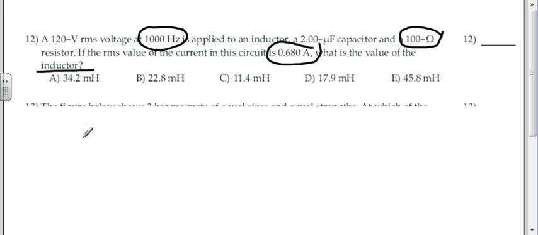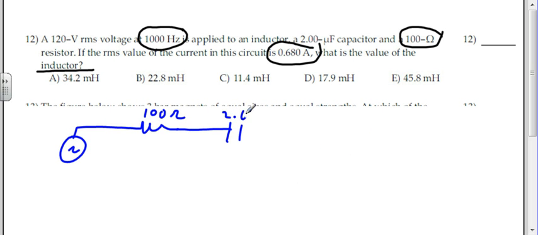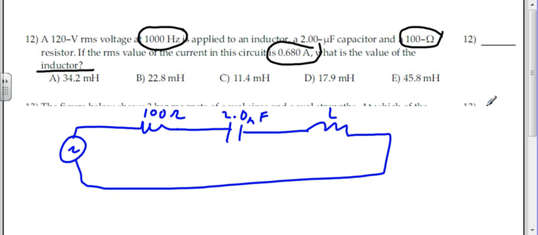So we have a circuit that has 100 ohms, 2.0 microfarads, and some inductor that I don't know. But we do know that the resistor is sitting here on the real axis at 100, and the capacitor is sitting down there with some value of X of C, and the inductor is sitting up here going that way, some value of X of L.